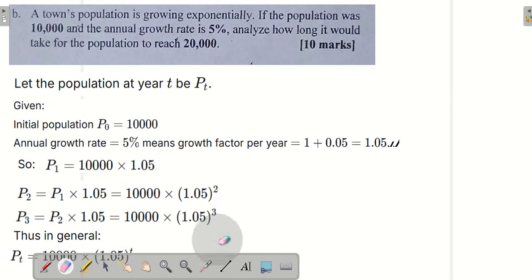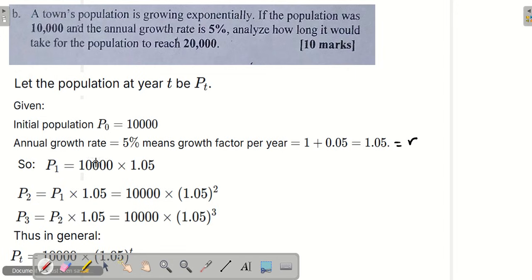Now let's continue. We have our annual growth rate to be this. So that is going to be your common ratio. Your common ratio is that. So let's start. P1. Remember that P1 is going to be the population at the very first year.